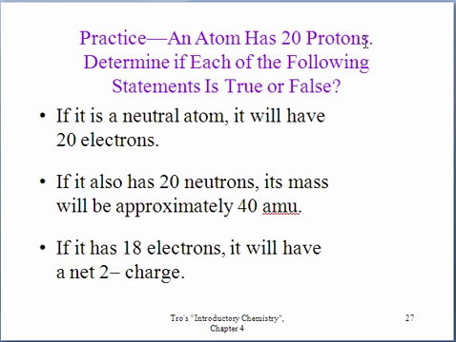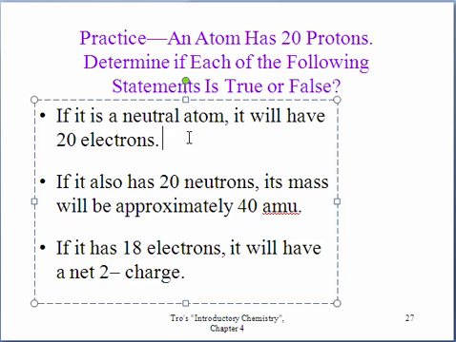So an atom has 20 protons. In a neutral atom, it will have 20 electrons. That's going to be true. If it has 20 neutrons, its mass will be approximately 40 AMU. That is also true. If it has 18 electrons, it will have a net -2 charge.